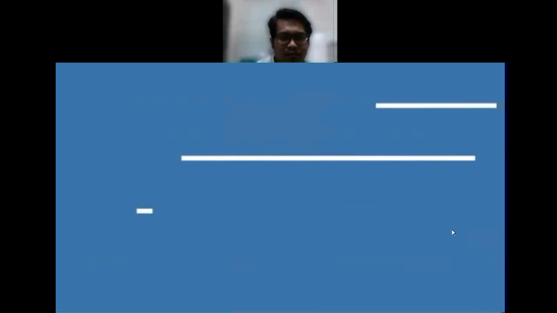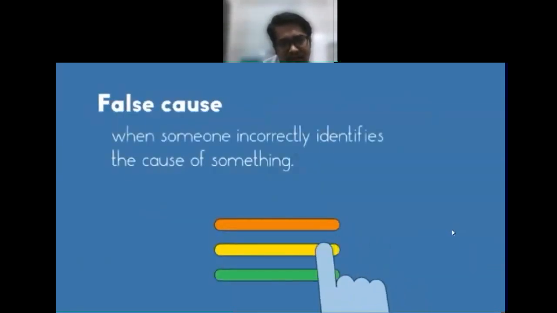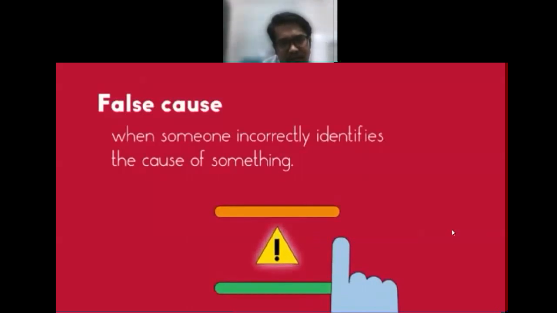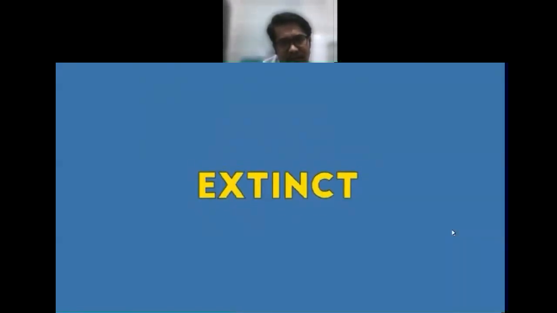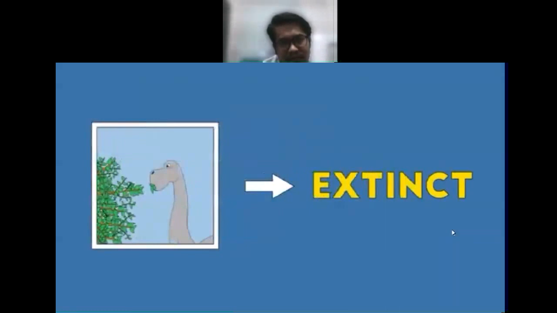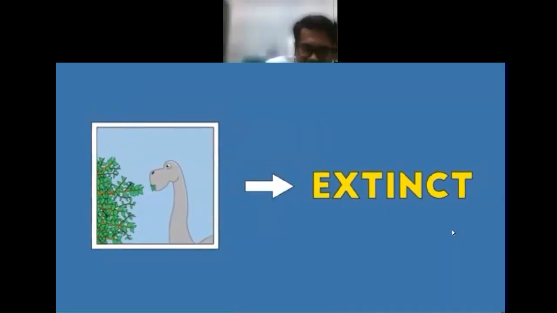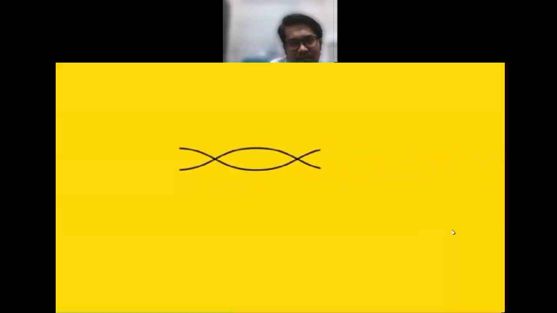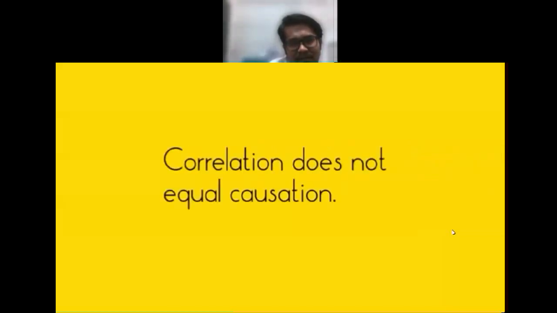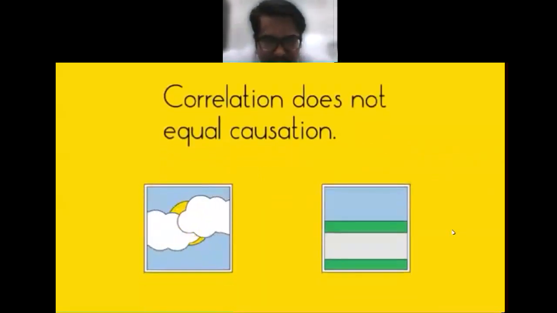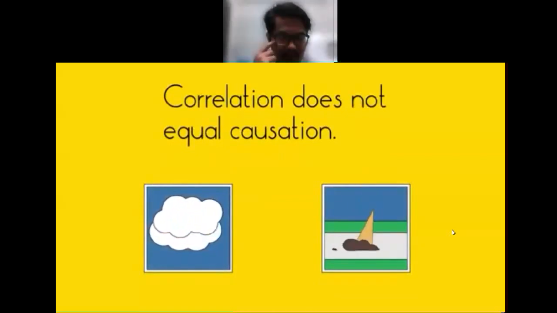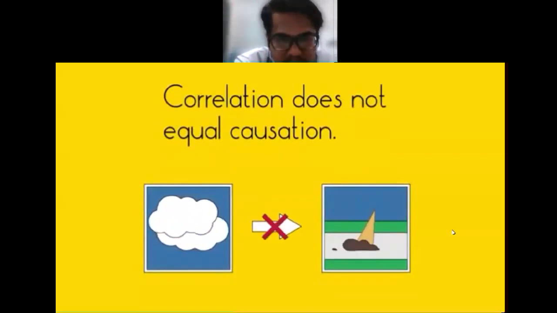One common logical fallacy is the false cause. This is when someone incorrectly identifies the cause of something. In my argument, I stated that the dinosaurs became extinct because they ate vegetables. Now, while these two separate things did happen, a diet of vegetables was not the cause of their extinction. Maybe you've heard false cause more commonly represented by the phrase, correlation does not equal causation, meaning that just because two things occurred around the same time, it doesn't mean that one caused the other.